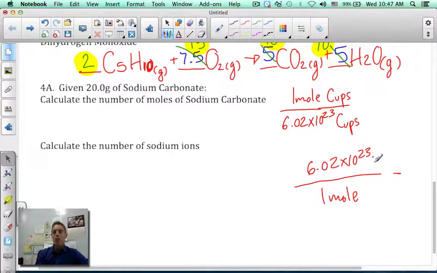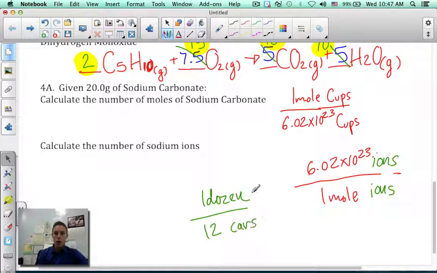Cups, we're going to deal with things like ions or molecules or compounds. So I have 1 mole of ions for every 6.02 times 10 to the 23rd ions. Same thing with a dozen. If I had 1 dozen, then I've got 12 of something, whatever that might be.